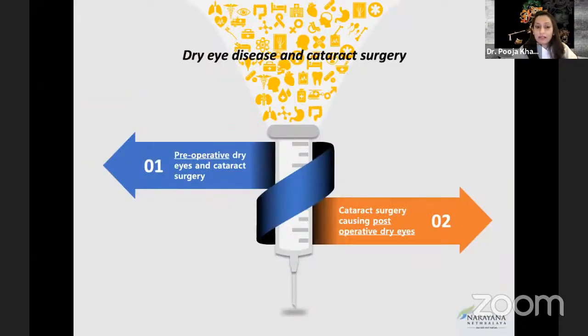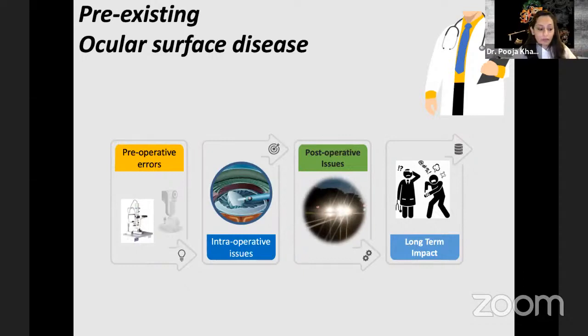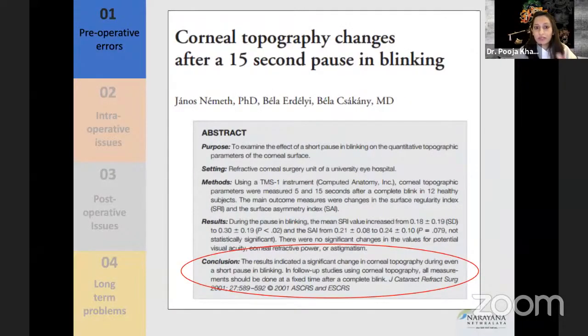So it's not just a preoperative ocular surface issue which we are dealing with. Cataract surgery can also lead to post-operative ocular surface changes, which can make patients' lives miserable, and also leave unhappy patients post-refractive surgery. So we have to deal with preoperative, intraoperative and post-operative factors, and also study the long-term impact. I would start from the preoperative impact, on which Himanshu sir has already given a beautiful talk on corneal topography. The role of corneal topography and ocular surface issues has been dealt with multiple times, so we have to be very careful.